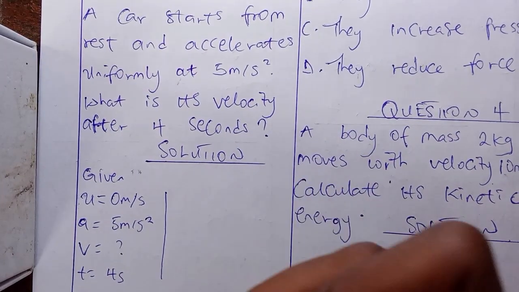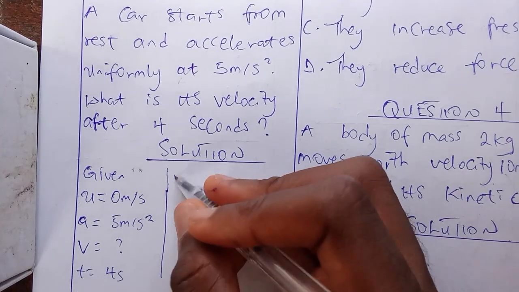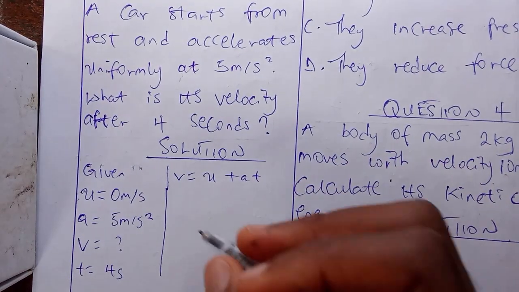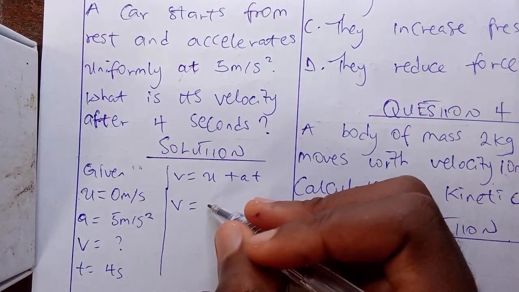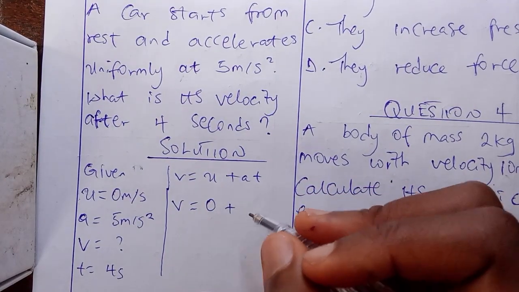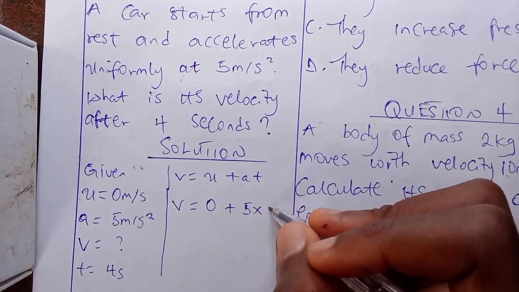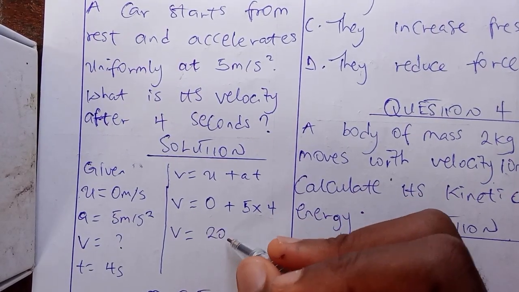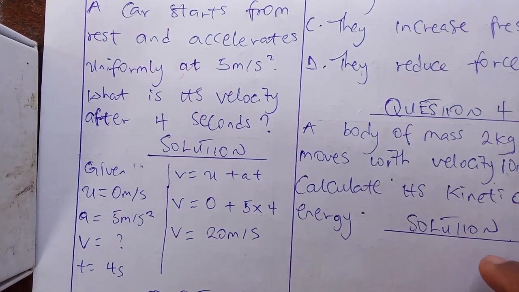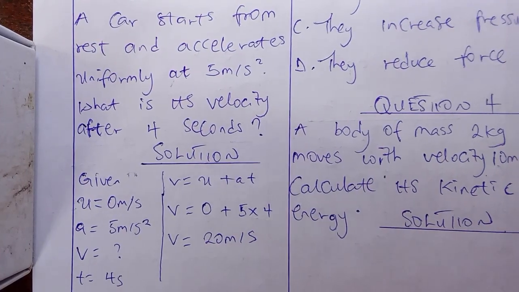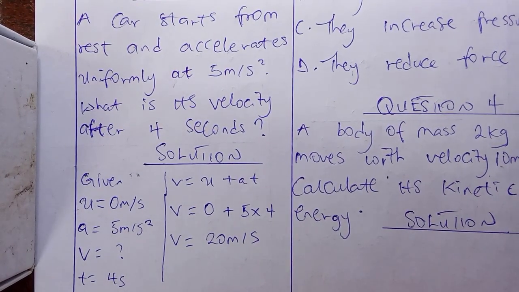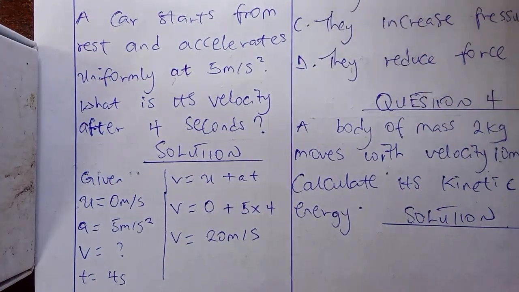So the best formula to use to solve this is v equals u plus at. So our v equals u, 0, plus a is what? 5 times 4. So our v equals 20 meters per second. We just finished solving our question number 1. This question usually comes out in your WAEC. Now, let's go to the second question.